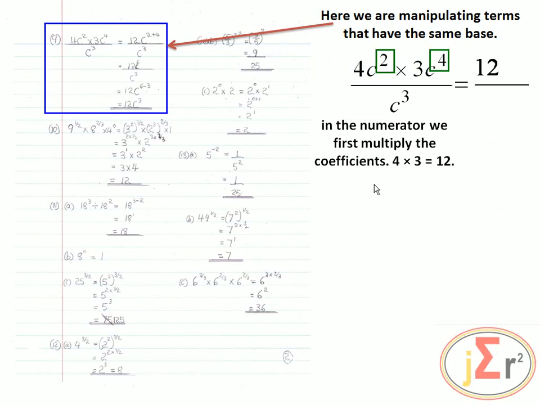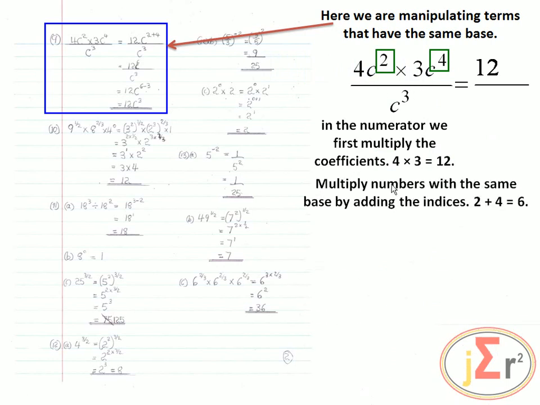Now what do we do when we multiply those terms that have the same base? Multiply numbers with the same base by adding the indices. The indices are 2 and 4. 2 plus 4 is equal to 6. So we have c to the power of 6.